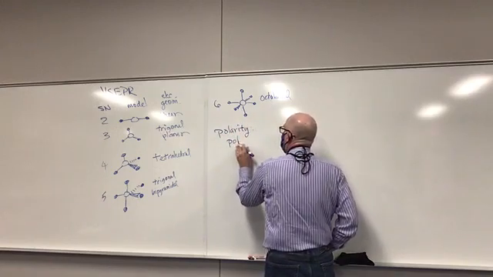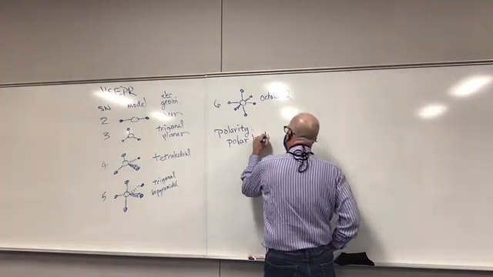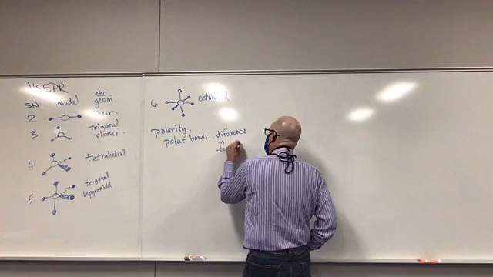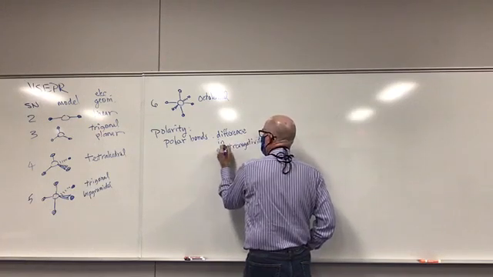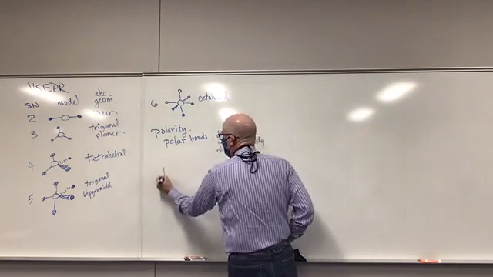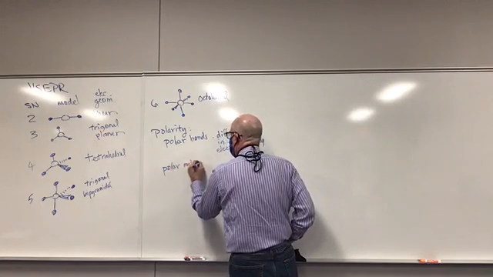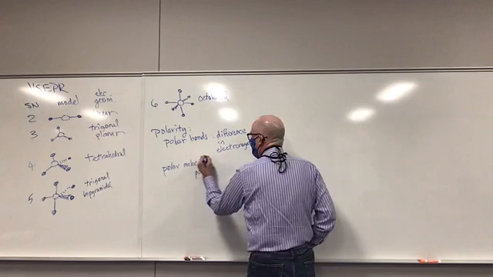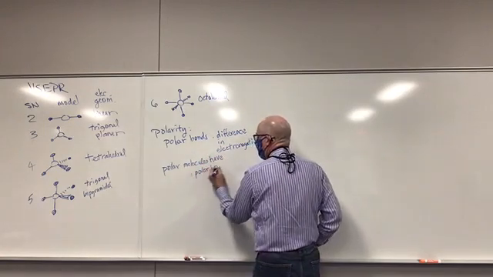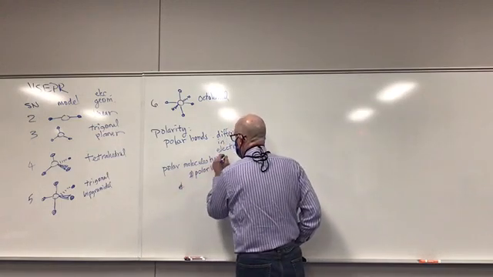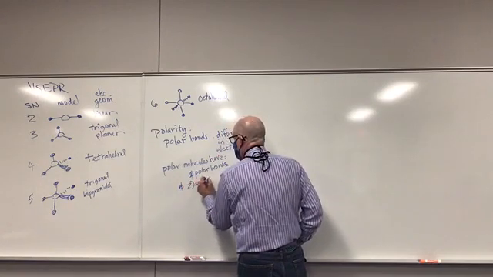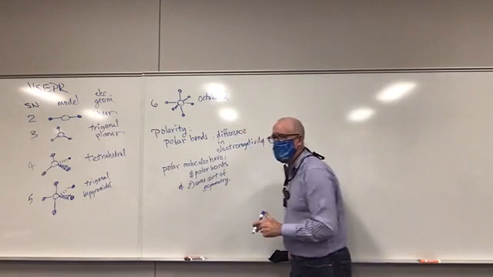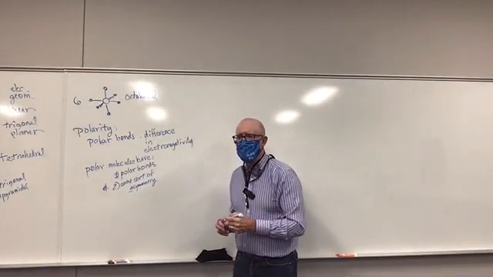Now, so we've got this polarity, okay? So polar molecules, polar bonds, means we have a difference in electronegativity. And polar molecules are going to contain polar bonds. So polar molecules have polar bonds and some sort of asymmetry. That is to say, in some form or fashion, it will be unbalanced electronically.